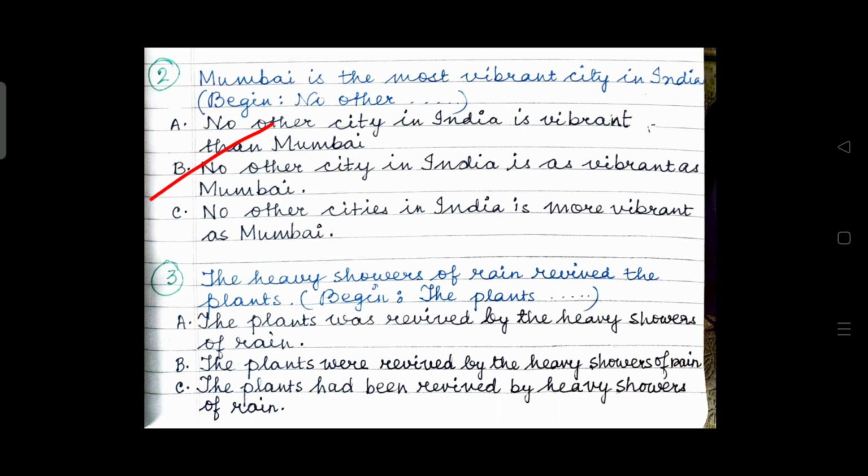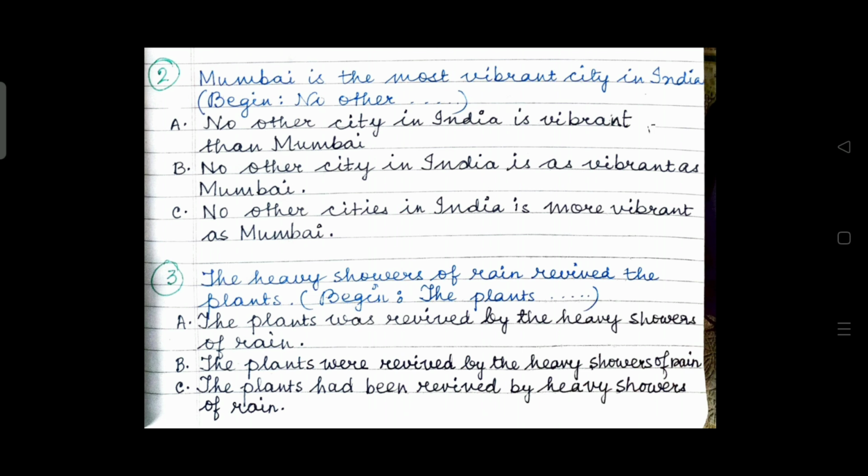Next, question 3. The heavy showers of rain revived the plants. Begin the plants. Active and passive voice. The plants was revived by the heavy showers of rain. The plants were revived by the heavy showers of rain. The plants had been revived by heavy showers of rain.